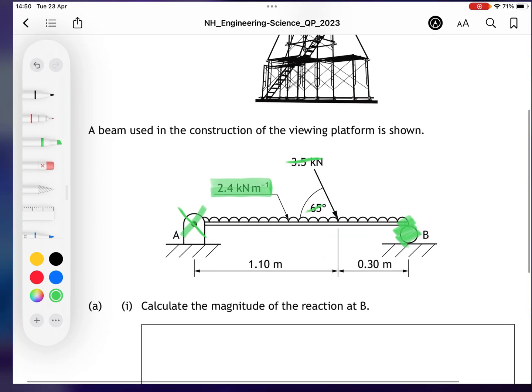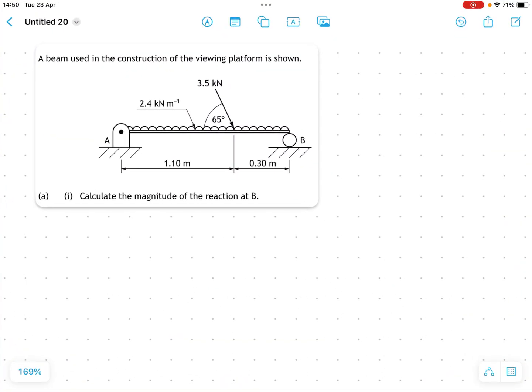What I'm going to do first is redraw this. Sometimes I would do this in an exam, you could just use the space to the side to redraw, but I think it's helpful here. If we say that A is our pivot point, and B is where we know we're going to have a reaction force, I'm going to call that RB. And I've got a uniformly distributed load along the whole of this beam.